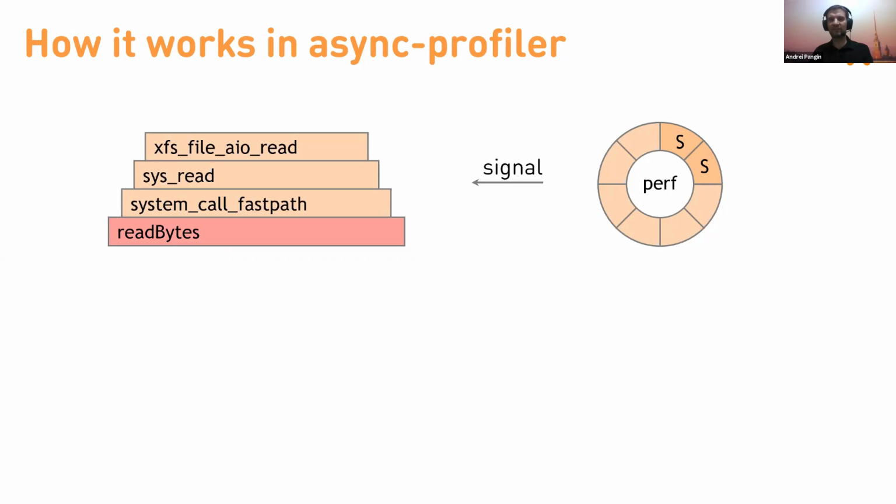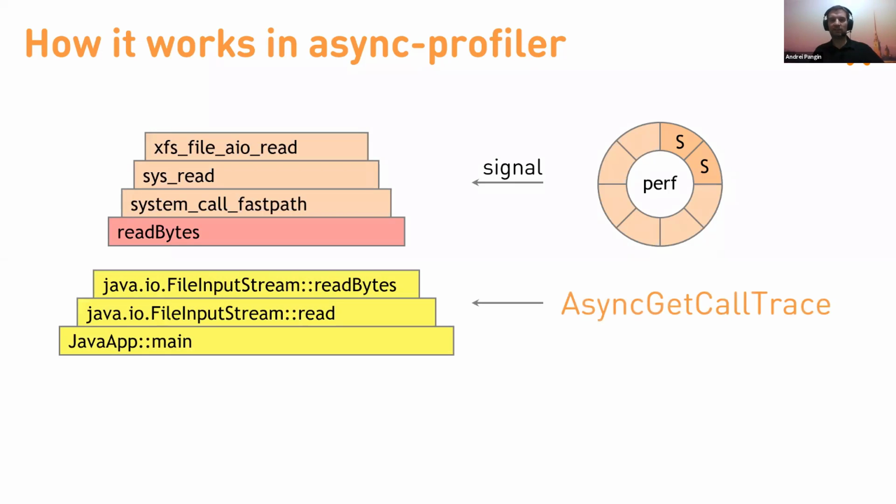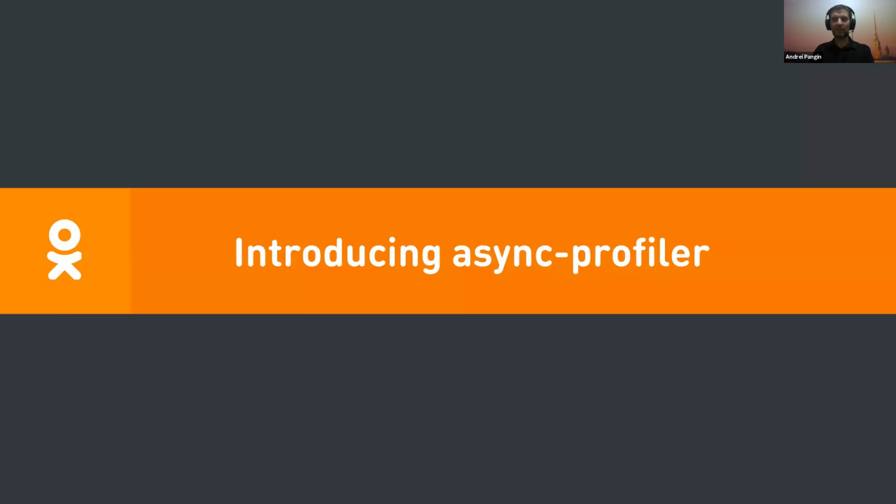So it uses this API to receive stack trace samples from the kernel and Java stack traces from AsyncGetCallTrace. The tricky part is how to merge these two stacks. Who is interested in implementation details, please ask me later. I'll be more than happy to talk about that, but it will take some time. So, Async-profiler.